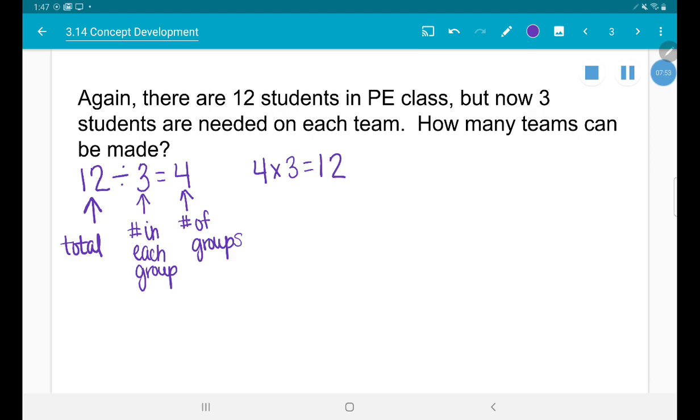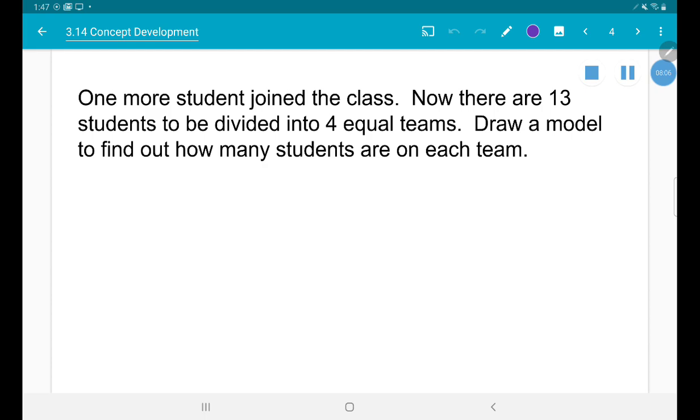All right, so let's try another one. Erase your work mats. One more student joined the class. Now there are 13 students to be divided into 4 equal teams. Draw a model to find out how many students are on each team.